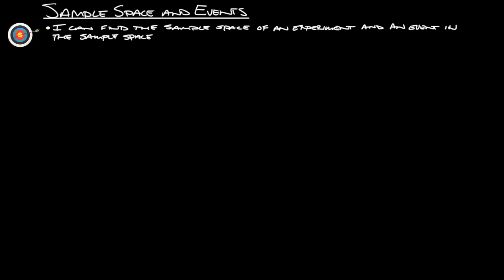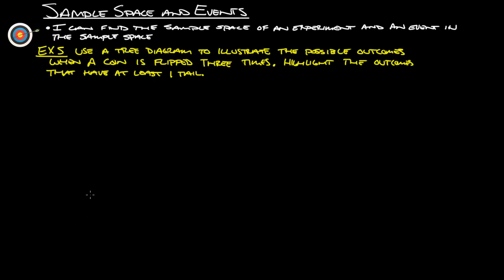Okay, so let's take a look at one last example here. Example 5. Use a tree diagram to illustrate the possible outcomes when a coin is flipped 3 times. Highlight the outcomes that have at least 1 tail. Okay, so we can start with the coin, and then let's see, a coin is flipped 3 times. So let's say flip 1. Okay, so we can get either heads, or we could flip that coin and we could get tails.